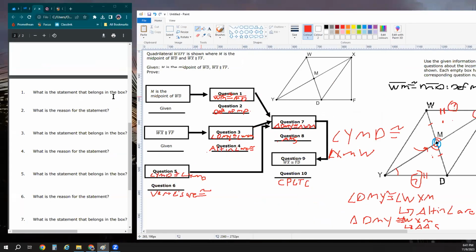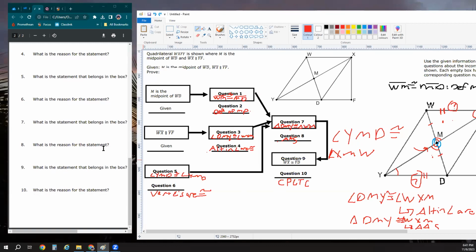What is the statement that belongs to the block? Well, that was WM. What was the reason? That was this one, given. Question one is WM equals MD. We got that one, check. Okay, and question two was the reason for that. We got that one. Question three, we got all through question 10. Yeah, we got them all.